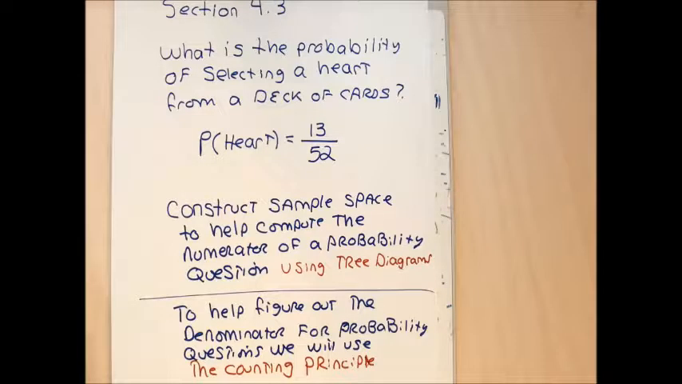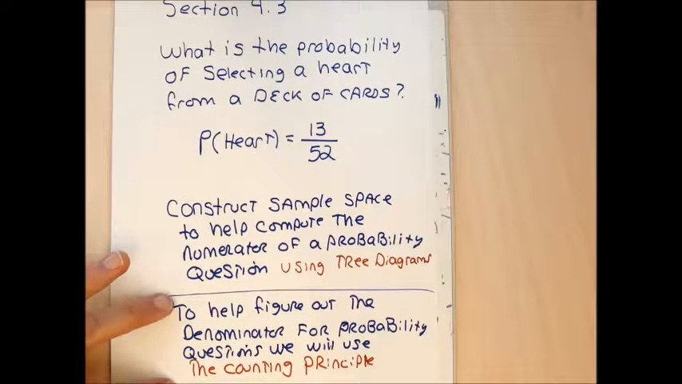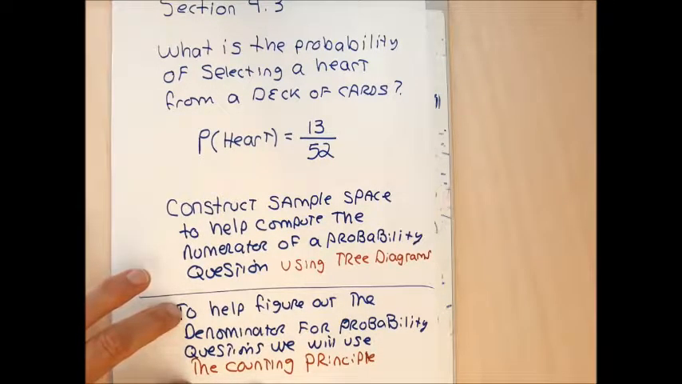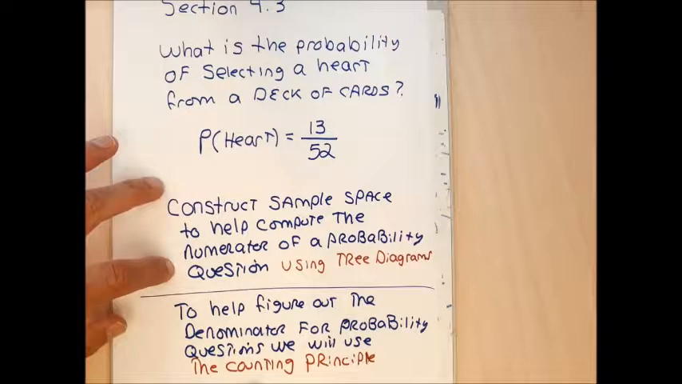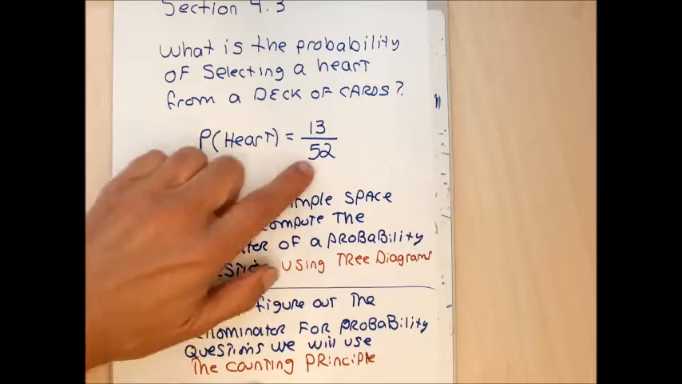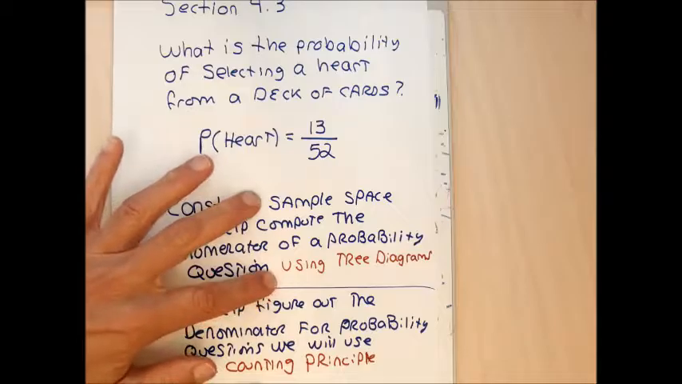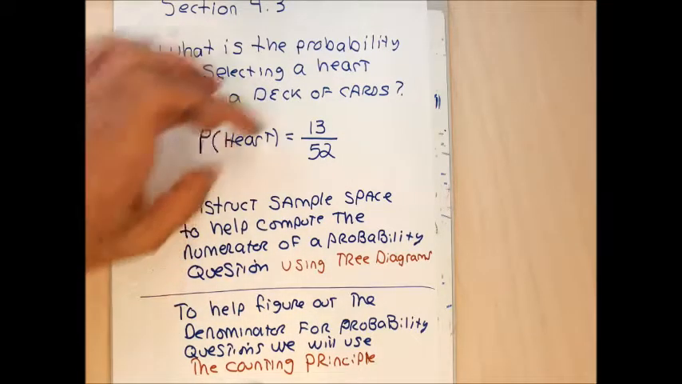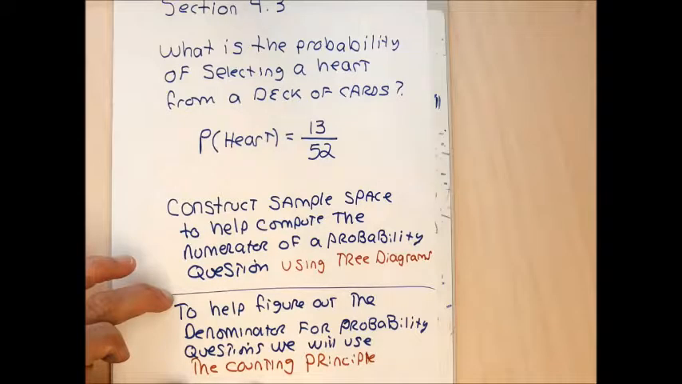They're really interrelated. At the beginning of the section, we learn how to use the counting principle generically, not in the world of probability questions. And then we'll take what we learned from the counting principle and learn how to construct tree diagrams, and then we'll use the two together. We'll use the counting principle to figure out denominators for probability questions, and we'll use tree diagrams to help us get the numerator. The tree diagrams are to create sample spaces for numerators. The counting principle is to figure out what number goes in the denominator of a probability question.